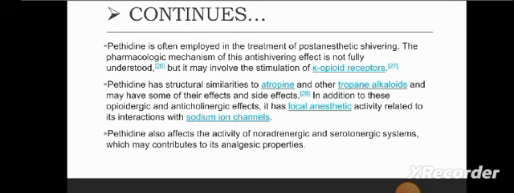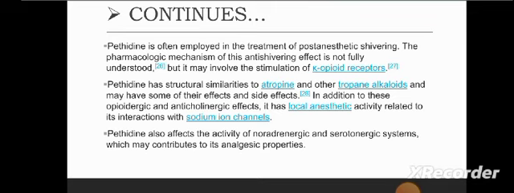Pethidine is often employed in the treatment of post-anesthetic shivering. It is an involuntary oscillatory muscular activity during early recovery after anesthesia. The pharmacological mechanism of this anti-shivering effect is not fully understood, but it may involve the stimulation of kappa-opioid receptors.